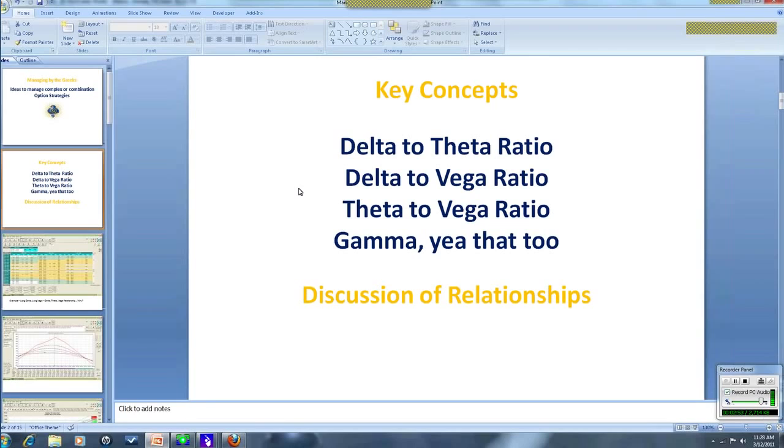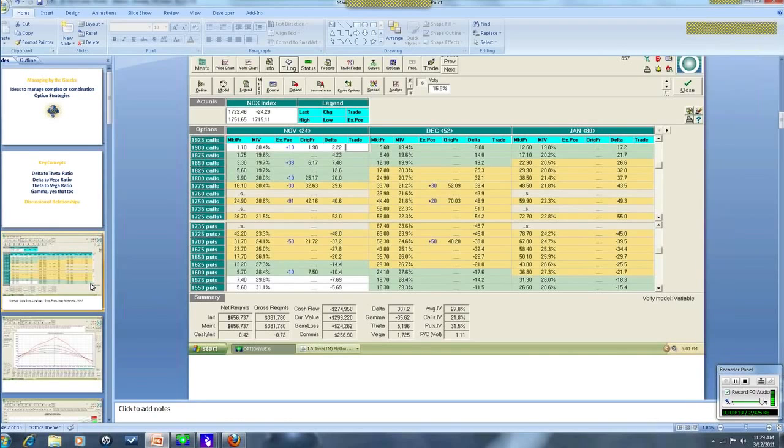Now, managing by the Greeks, mostly for me, works best with complex positions, what you would call combination strategies. Instead of having a single butterfly, you may have a butterfly with a calendar, or a ratio spread with a calendar. And instead of managing those together, you just simply keep these ratios in mind, and that's kind of how it goes along.